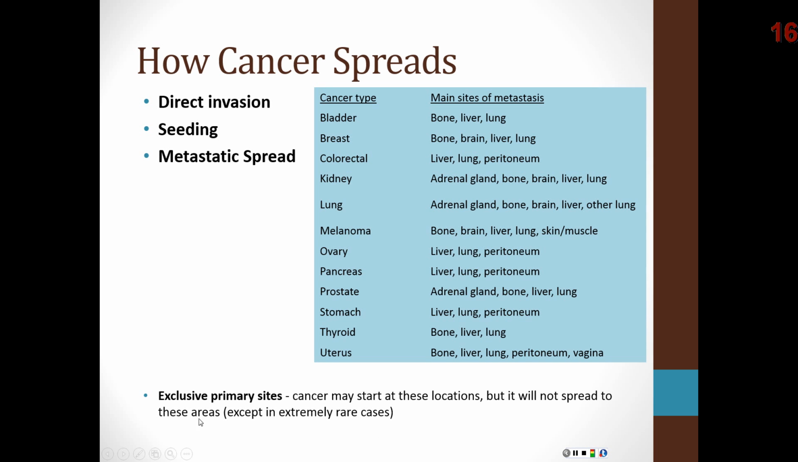And then down here at the bottom, exclusive primary sites. This refers to areas where cancer will originate, but it does not usually spread. I thought it was at the bottom of the slide, but I don't have them actually listed here, and I apologize for that. Primary sites are where the cancer originates, but cancer doesn't spread to these areas. In other words, you won't see metastases to these areas, and there are basically three areas: the heart, the skin, and skeletal muscle. So I apologize, they're not actually on my slide. Heart, skin, and skeletal muscle.